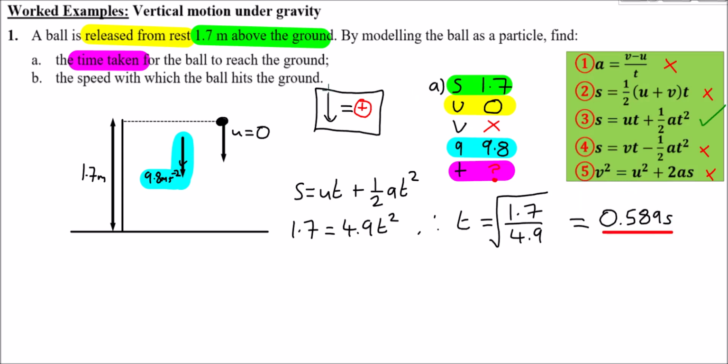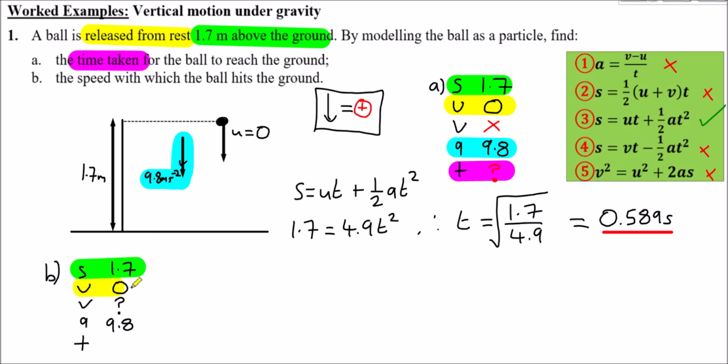Let's have a look now at part B. So the speed with which the ball hits the ground. In this particular case, I'll just return to SUVAT and list the same stuff as what we did before. So we had s is 1.7, u is 0. This time I'm going to put a question mark on v, because we want to know v. a is 9.8, and this time we can ignore t. So we use exactly the same stuff as what we used before.